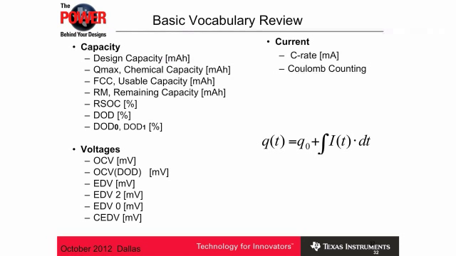CEDV stands for compensated end of discharge voltage. And we'll drill into this in a few minutes. This is a model that we use to calculate the end of discharge voltage that represents 7% or 3% or 0%. All right, currents, we have a couple of terms there. C rate, if you're not familiar with batteries, they call current rate. That's all you need to know. Coulomb counting, again, is just integrating the current over time so we keep track of the charge in the cells.